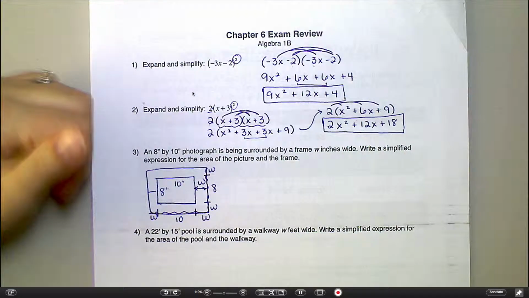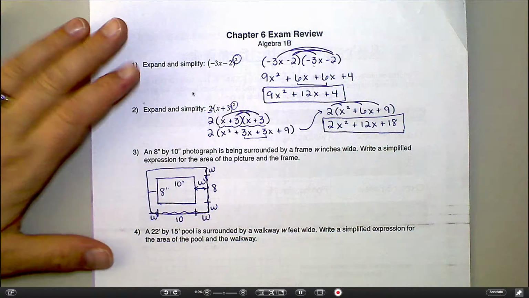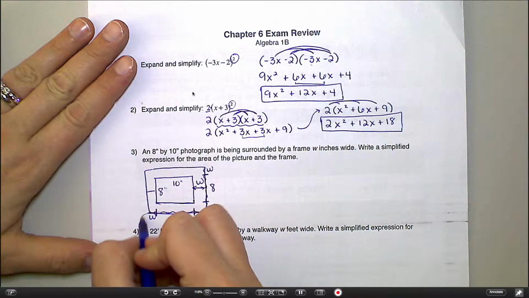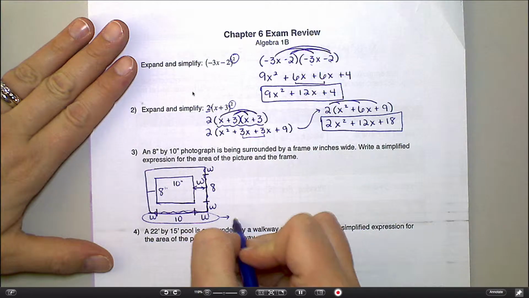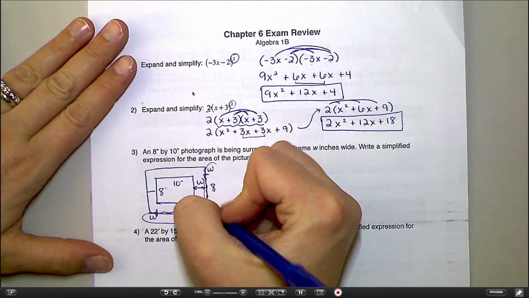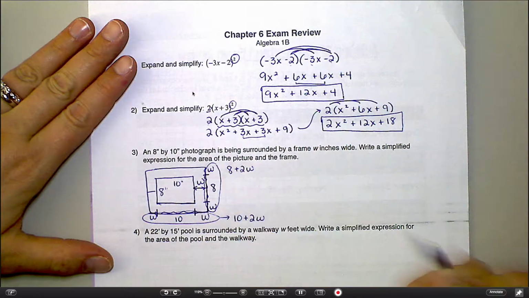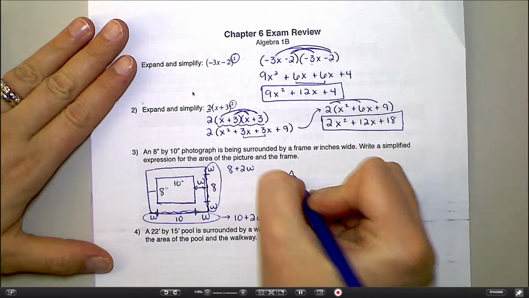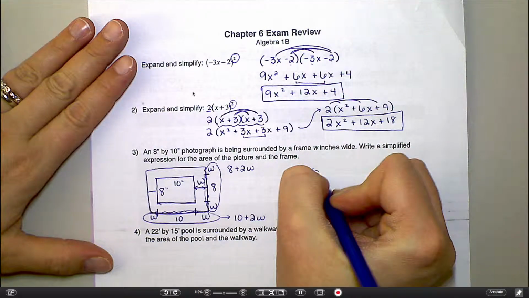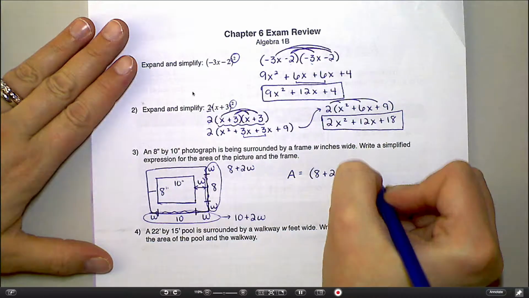I have a lot of people who want to jump immediately to doing W squared because you're thinking back to what we did up here. But to get this total length, I would add these pieces together. Okay, so this side length would actually be 10 plus 2W. And this side length would actually be 8 plus 2W. And so to get my area, I'm going to FOIL those together. 8 plus 2W times 10 plus 2W.